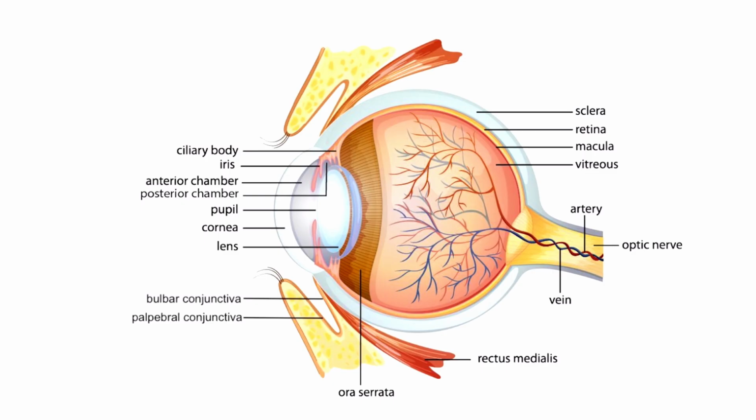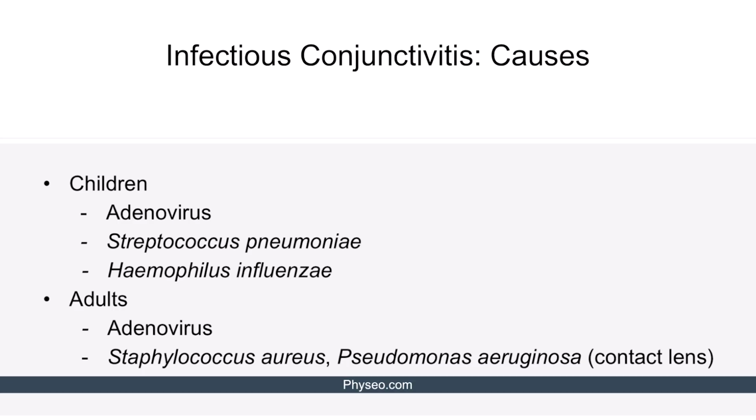Here you see an illustration of the eye. As you can see, the conjunctiva is this thin layer that covers the anterior part of the eyeball and inner sides of the eyelids. Infection or inflammation of this layer is called conjunctivitis. Let's talk about the causes of infectious conjunctivitis according to the age group.